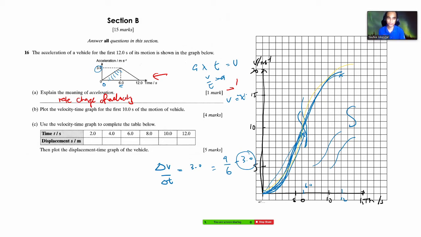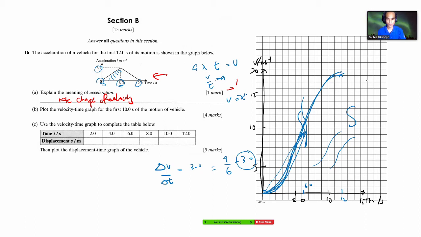Okay, we have only 2 points. We have 0 and 6 and 12. So we have originally 3 points to make up this velocity. For the second part, I don't understand. For the 12 seconds, actually at 12, acceleration is 0. So you can have this one.